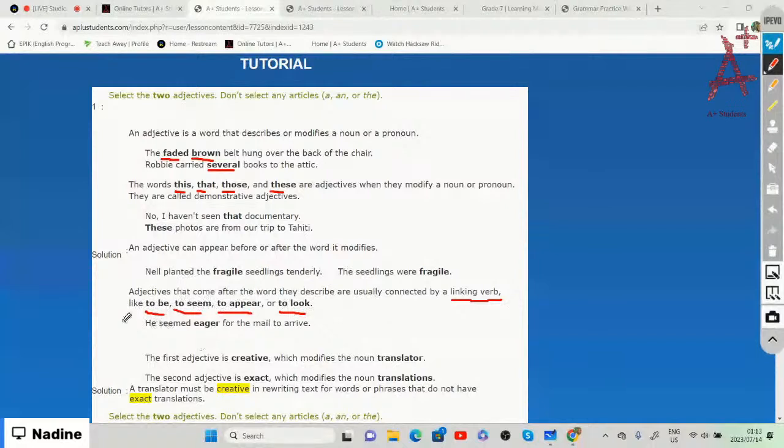For example, he seemed eager for the mail to arrive, right? He seemed eager for the mail to arrive. And the word eager, we have the linking verb, which is seemed, or to seem. So he seemed eager for the mail to arrive. Seem eager.